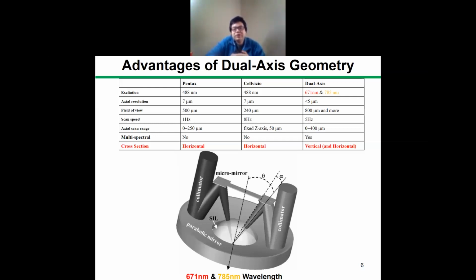So the system we are working on is based on the scanner, and it can provide multiplexed, multi-color channels, for example 670 and 780, with 5-micron lateral resolution and also a large field of view, because I just mentioned the post-objective scanning, which is like a scanner very close to the tissue sample. And eventually we provide vertical and horizontal cross-sectional imaging capability in the same device, which is switchable.